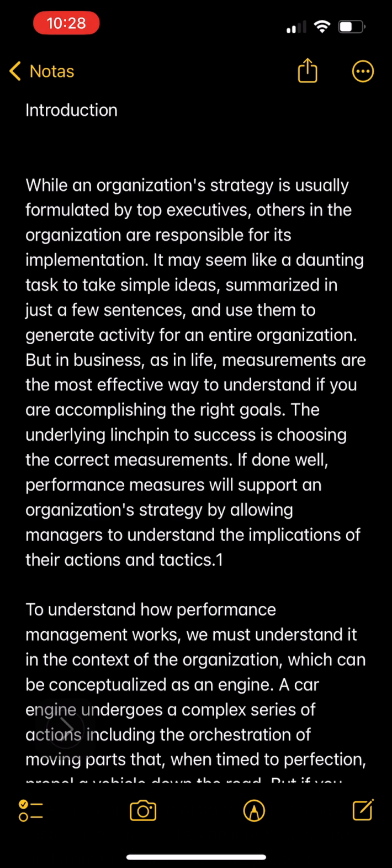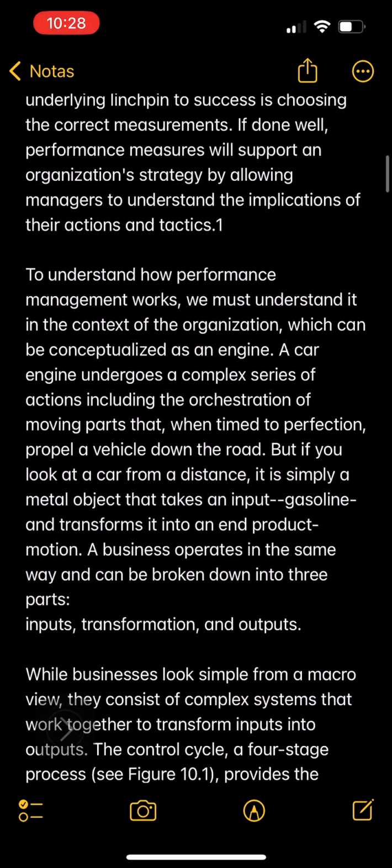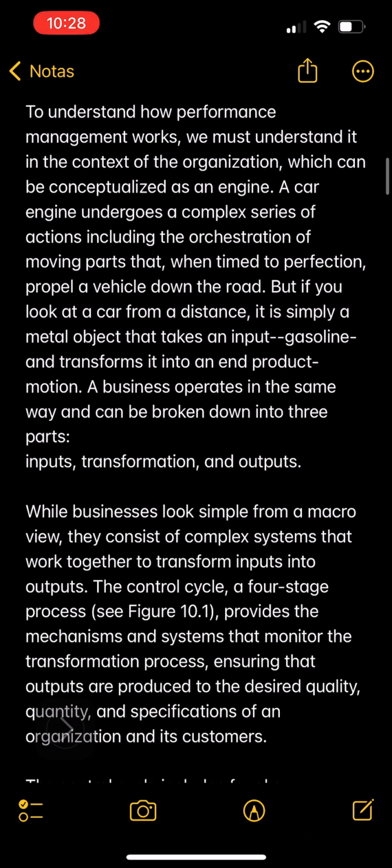If done well, performance measures will support an organization's strategy by allowing managers to understand the implications of their actions and tactics. 1. To understand how performance management works, we must understand it in the context of the organization, which can be conceptualized as an engine. A car engine undergoes a complex series of actions including the orchestration of moving parts that, when timed to perfection, propel a vehicle down the road. But if you look at a car from a distance, it is simply a metal object that takes an input, gasoline, and transforms it into an end product, motion.